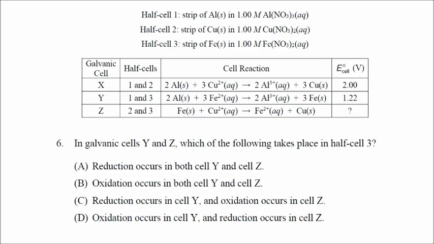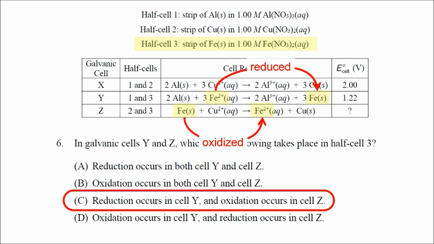Number 6. In galvanic cells Y and Z, which of the following takes place in half cell 3? So half cell 3 involves a strip of iron in a 1 molar solution of iron 2 nitrate. Well, the iron in galvanic cell Y is going from positive 2 to 0. So in that reaction, the iron is being reduced. In galvanic cell Z, iron is going from 0 to positive 2, so it's being oxidized. So reduced in cell Y, oxidized in cell Z. Correct answer is C.